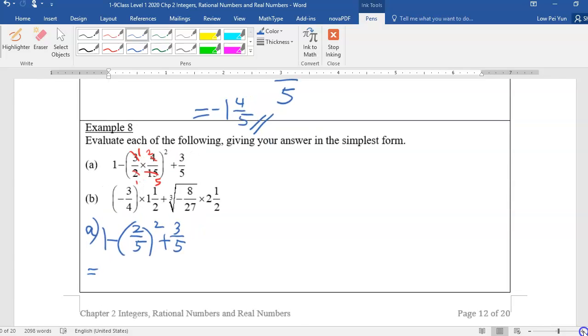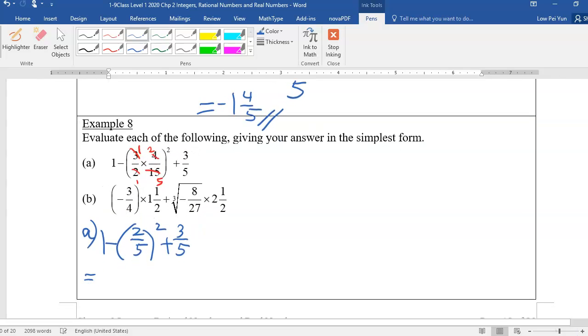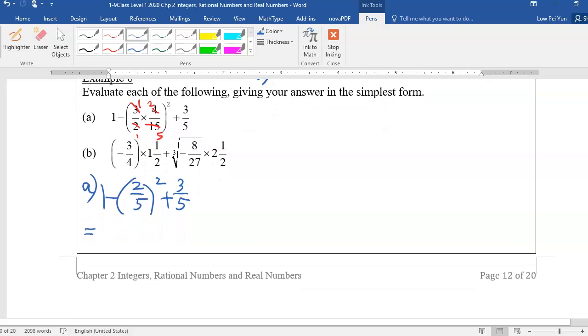Please stand. What should I do now? Square, 2 square, 4, 5 square. Yes. Very good. Well done. You can do 2 steps in 1 line.